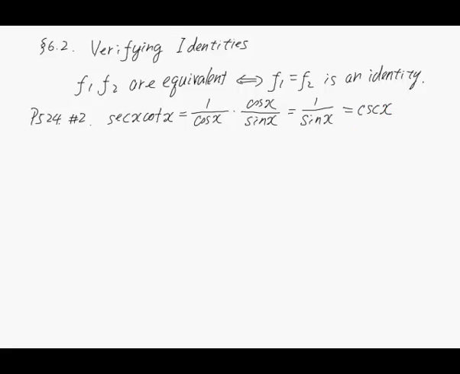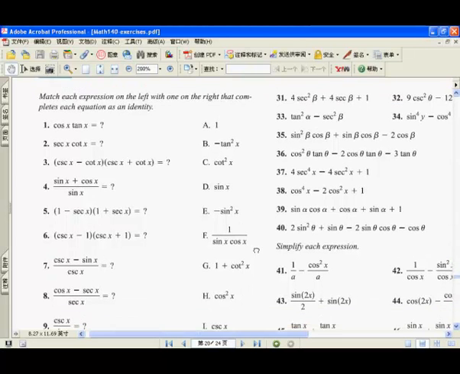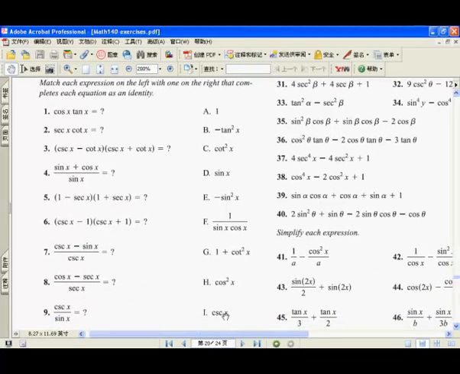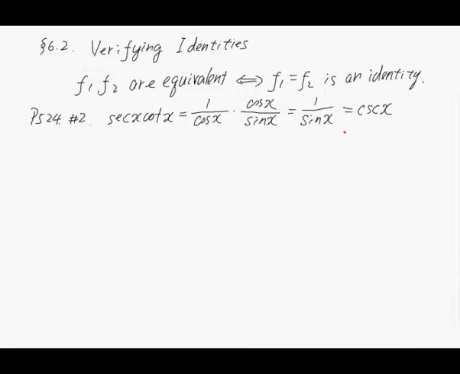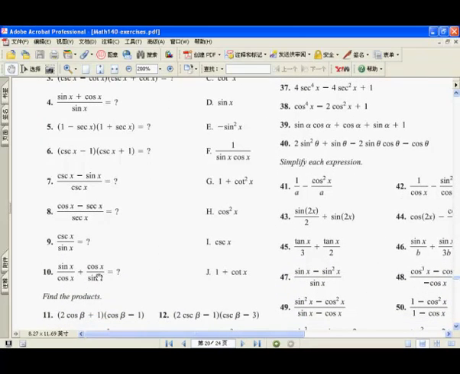Now let's go back to the book. So cosecant x, this is part I. So part I corresponds to the expression in problem 2. Okay. Now let's look at number 10: sine x over cosine x plus cosine x over sine x.